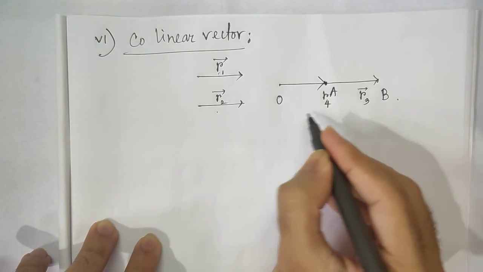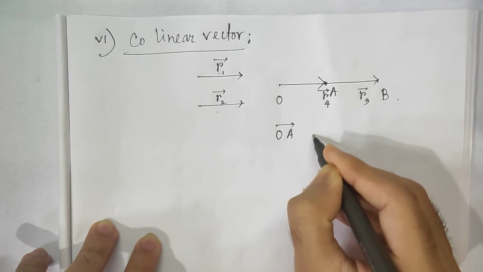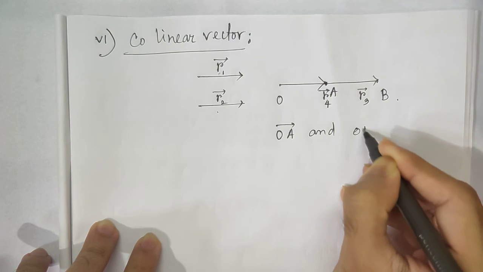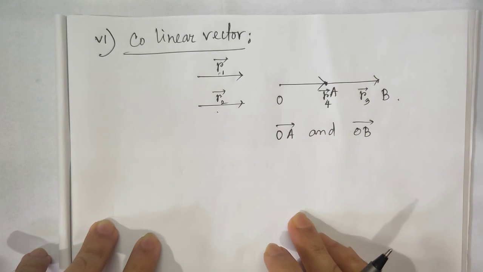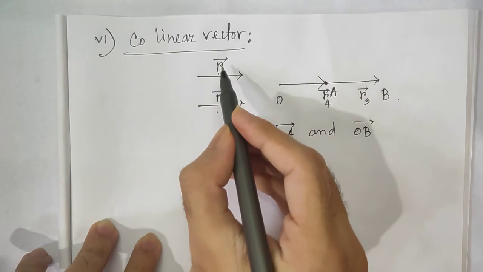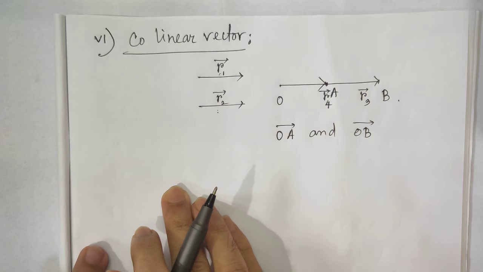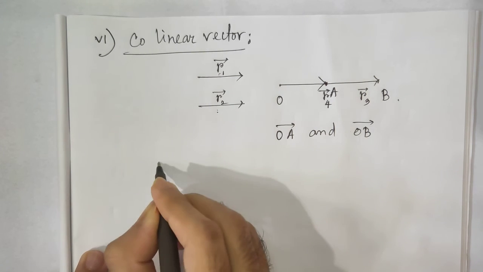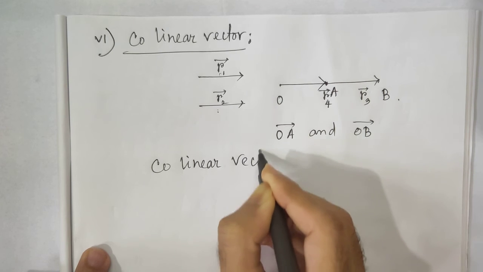Okay, so this OA vector and OB vector lie on the same line. So these two vectors, or this r1 and r2, these two vectors are called collinear vectors.